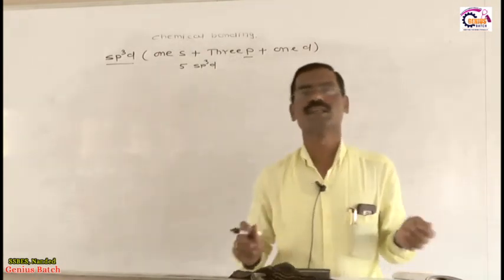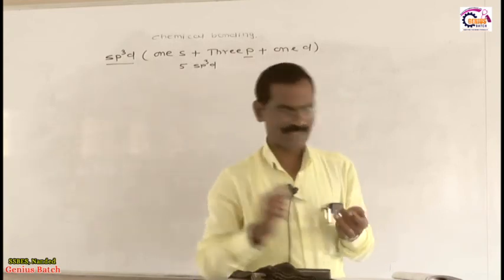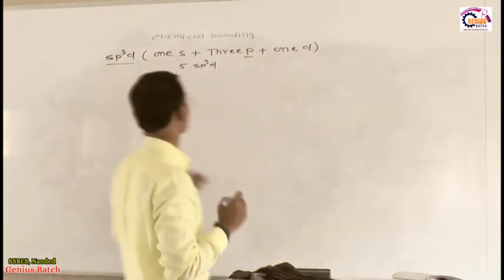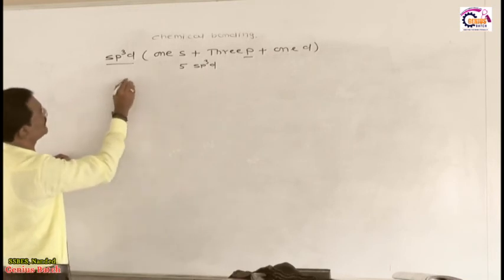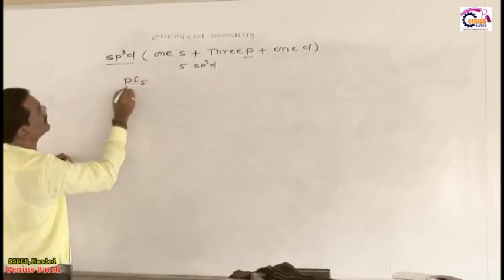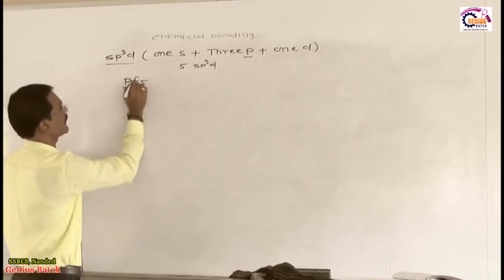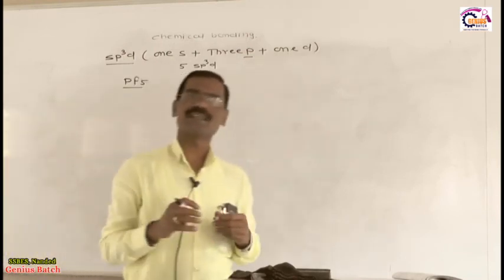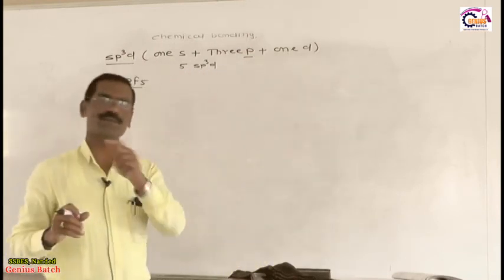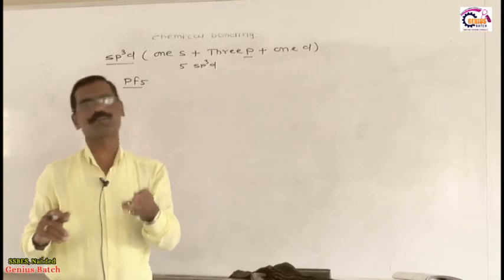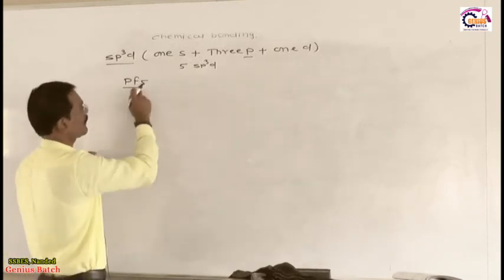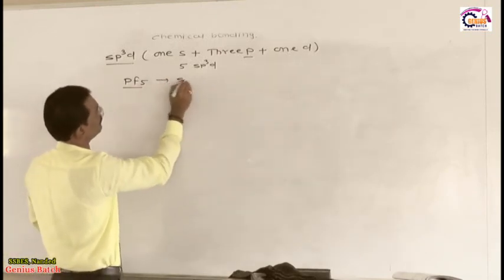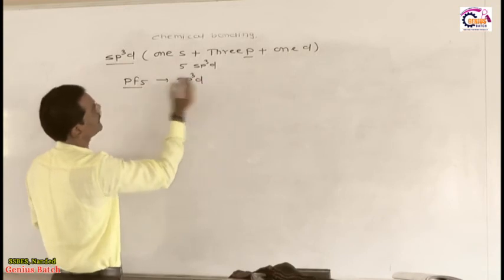Now before discussing sp3d hybridization, I am giving you some important aspects related to this. The first example of sp3d hybridization is PF5, which is called phosphorus pentafluoride. You know very well, in phosphorus pentafluoride, 5 fluorine atoms are attached to phosphorus without a lone pair. It means the number of hybrid orbitals is 5, therefore hybridization is sp3d.